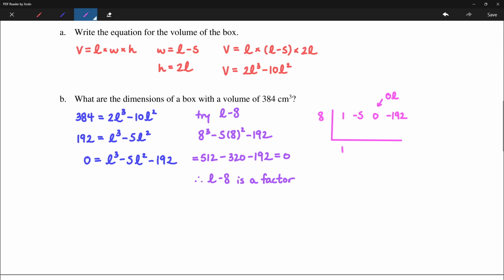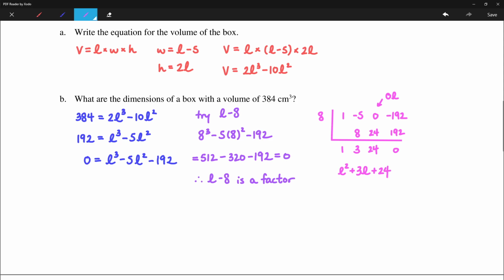The 1 carries downwards. 8 times 1 is 8. The sum in the second column is 3. 8 times 3 is 24. Sum from the third column is 24. And finally, 8 times 24 is 192. So we do have a remainder of 0. And of course, then the quotient is going to be L squared plus 3L plus 24.